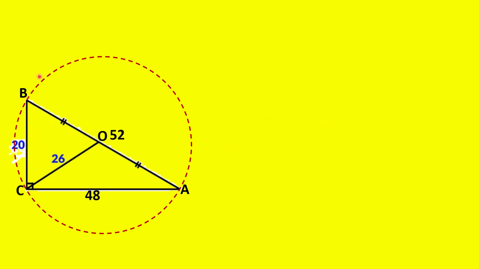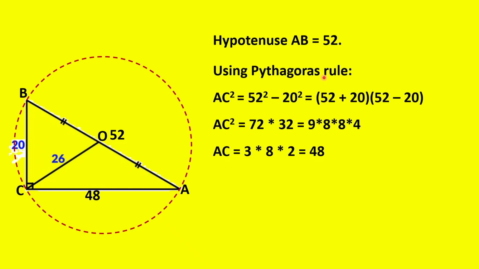Now the remaining part is easy. Altitude 20, hypotenuse 52. So using Pythagoras rule, AC square will be equal to 52 square minus 20 square. You can use a calculator, but we would recommend not using the calculator. Use the a square minus b square formula. So 52 square minus 20 square is 52 plus 20 into 52 minus 20. That is 72 into 32.